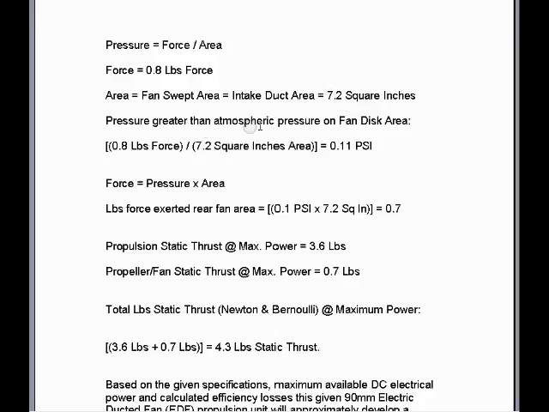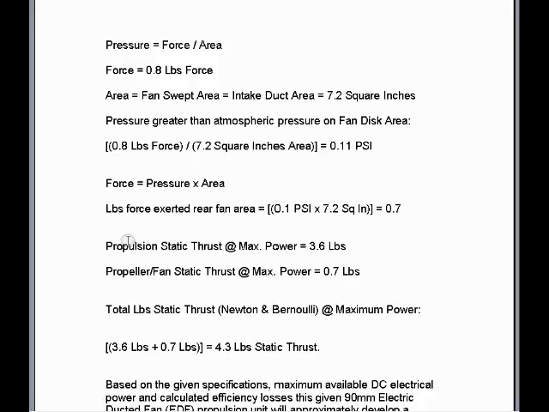When we do so, we get a precise value of 0.11 psi greater than atmospheric pressure. So we round that down for accuracy, going from precision to accuracy, we round it down. So 0.1 psi above atmospheric pressure times a fan swept area of 7.2 square inches equals 0.7 pounds of additional thrust by the propeller.